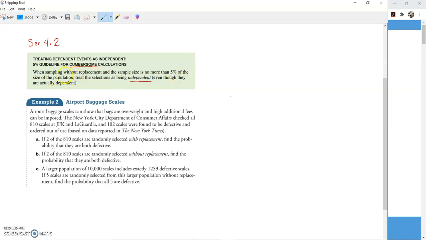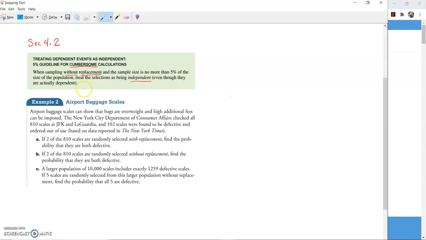So if we're doing this without replacement, that means whatever selection we make, we're keeping that item out of the pool of options, and then when we make our second selection, it has been affected by whatever we selected in the first selection because we didn't put it back. We did it without replacing it. So normally that would mean that we have to write each fraction out, and each fraction would go down by 1 because we are taking one selection out of the options.